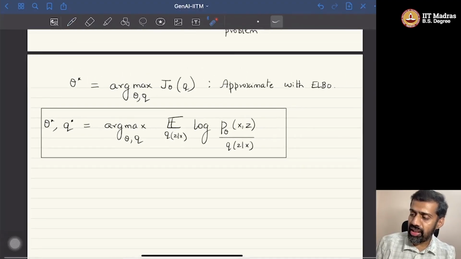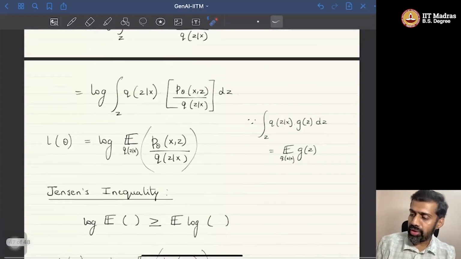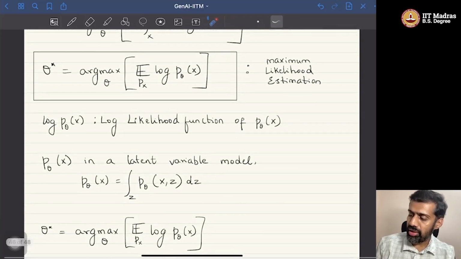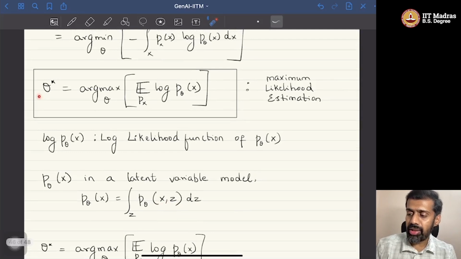So let me quickly recap before we move on. So what is the idea? The idea is that we started with a latent variable model, which is defined as the marginal over the joint distribution between the observed data variable and some unobserved latent variable. We wanted to find the parameters theta that would minimize the KL divergence between Px and P theta, and we saw that this is equivalent to maximizing the expected log likelihood.